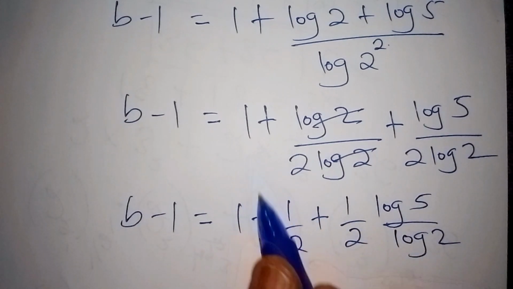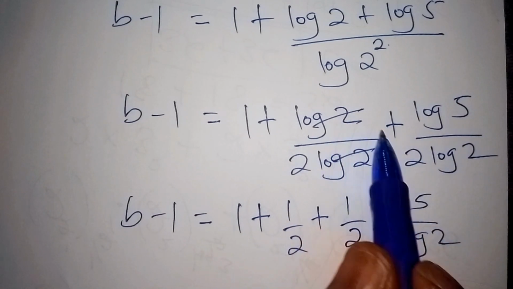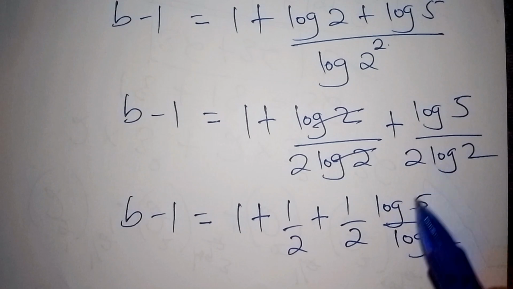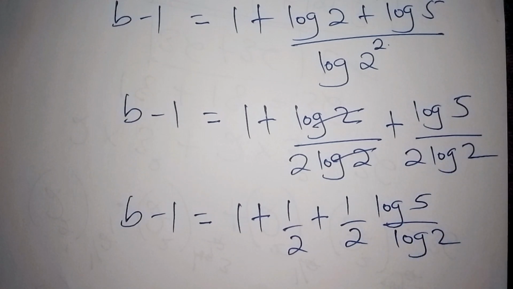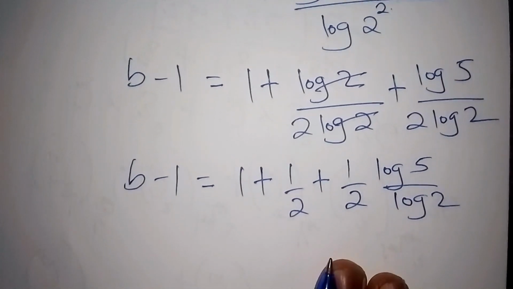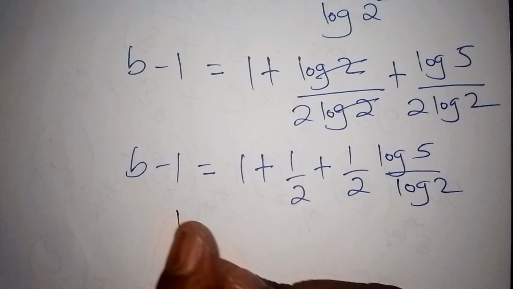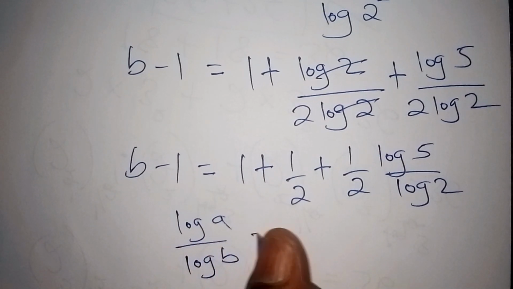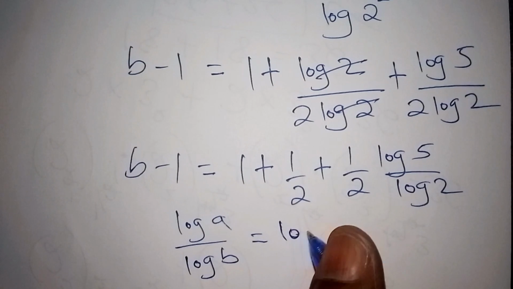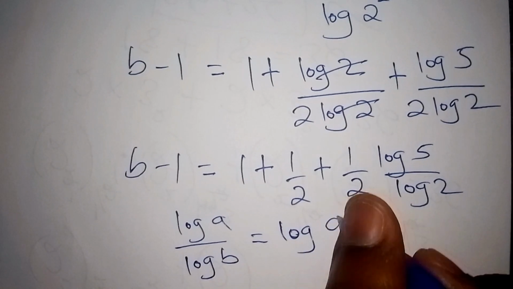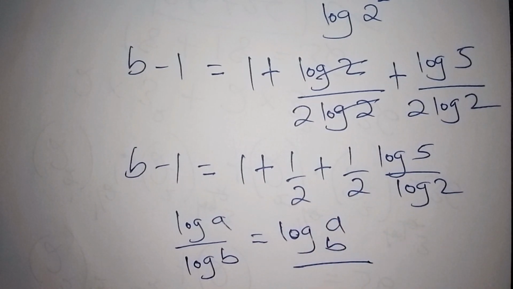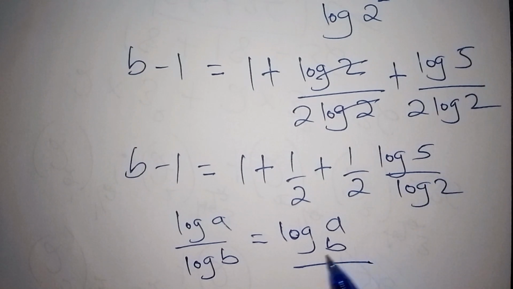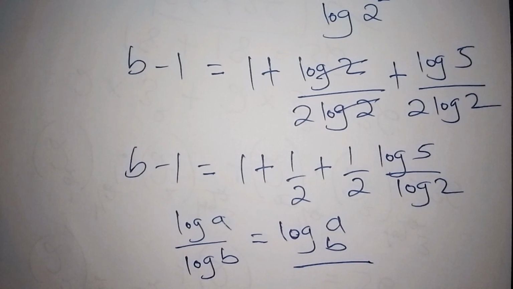So the reason is here is 1 plus log of 2 and the log of 2 shall cancel each other, so we shall have 1 half plus, here now I have the log of 5 all over the log of 2. So assume we have something like the log of a all over the log of b. So this one can also be written as the log of a to the base of b. So let's now change the log of 5 all over the log of 2 into the form of the log of a to the base of b.